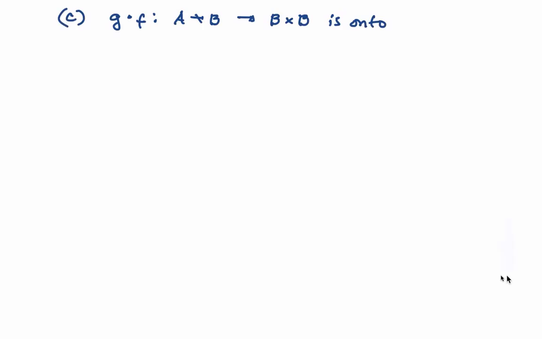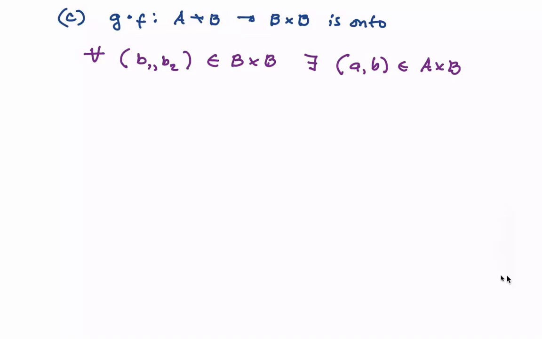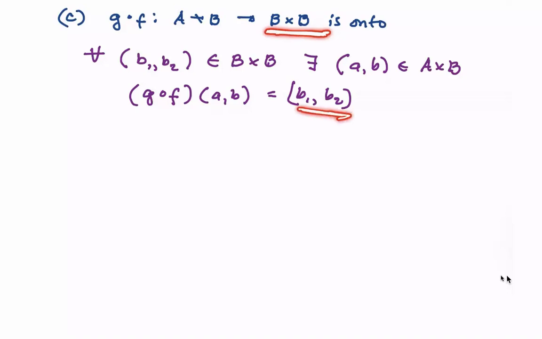Next, let's prove that it is surjective. What is the meaning of that? It means that if we get an arbitrary element of the codomain, so an element of the codomain is an ordered pair, right? So it's of the form (B1, B2), then we should be able to find an element in the domain. So there should exist an (A, B) in A cross B such that the image of (A, B) under the function G circle F is the same as (B1, B2). Again, in layman's terms, this is saying that if we get an arbitrary element in the codomain, it will always have a corresponding pre-image.